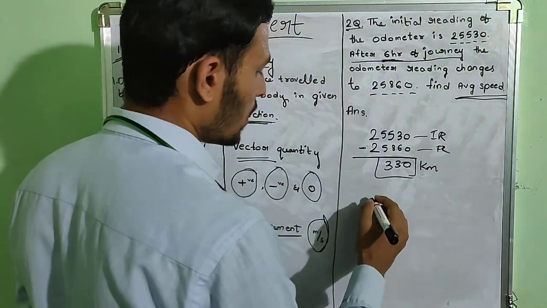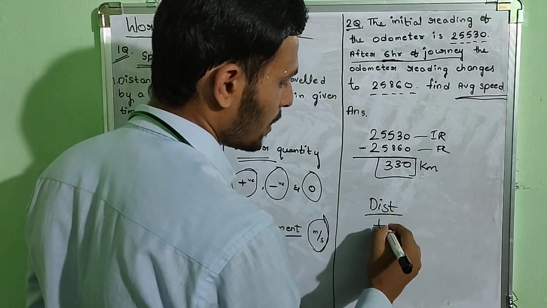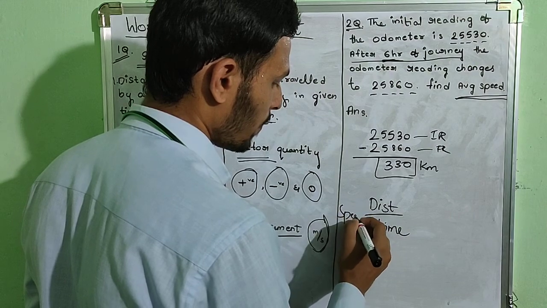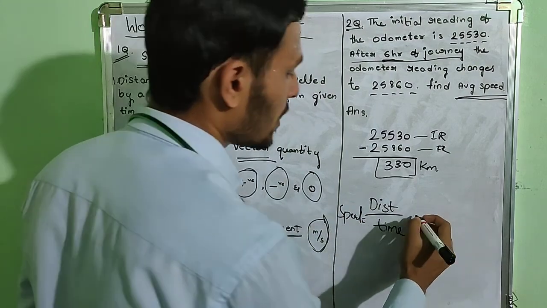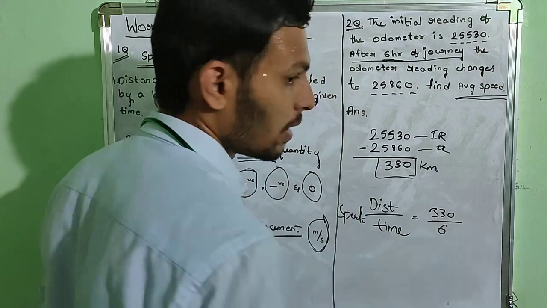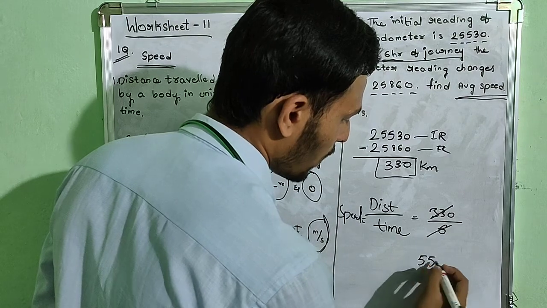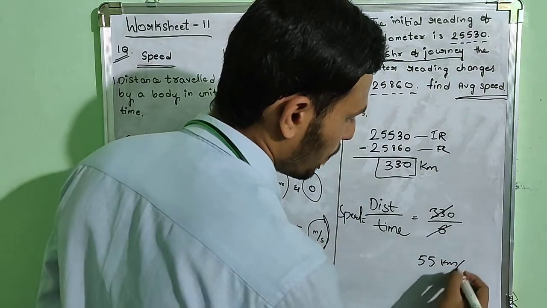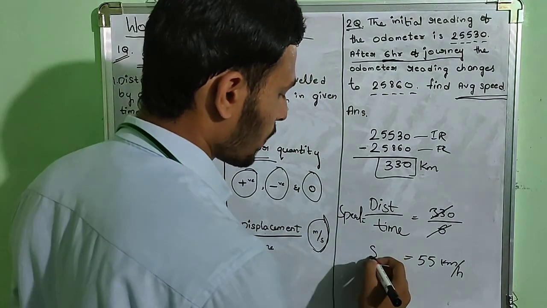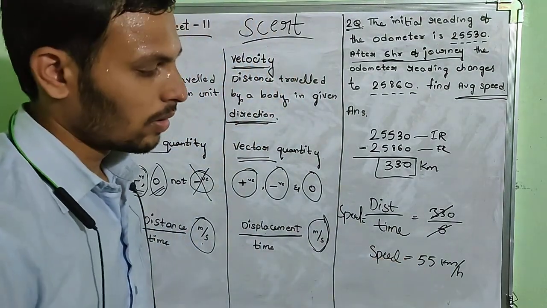Distance by time is the formula for speed. So distance is 330 and time is 6 hours. If we cancel them, we get the answer as 55 kilometer per hour. So 55 kilometer per hour is the speed. Understood?